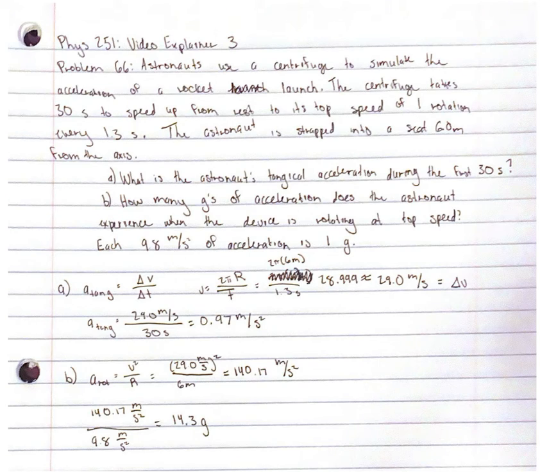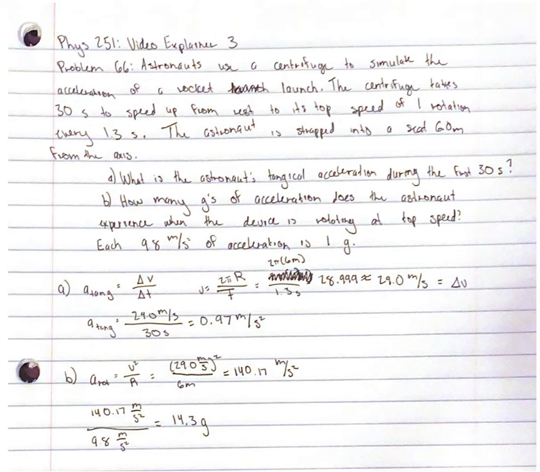Physics 251, Video Explainer 3, Problem 66. Astronauts use a centrifuge to simulate the acceleration of a rocket launch. The centrifuge takes 30 seconds to speed up from rest to its top speed of one rotation every 1.3 seconds. The astronaut is strapped into a seat 6.0 meters from the axis. What is the astronaut's tangential acceleration during the first 30 seconds?